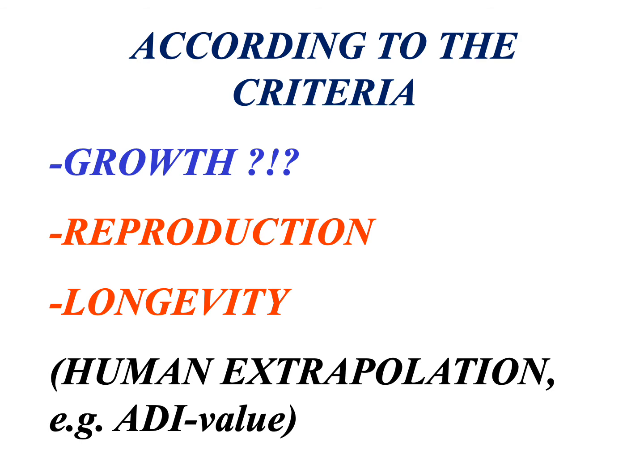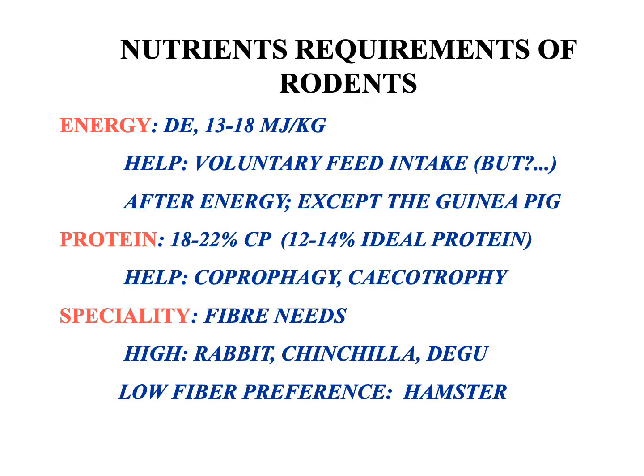Here I summarize once more that the laboratory animals' nutritional requirement is given according to the criteria of the reproduction and the longevity, and in the human extrapolation it is mentioned the average daily intake value, which is an important value in the human toxicology. And here is a table of the nutrients.